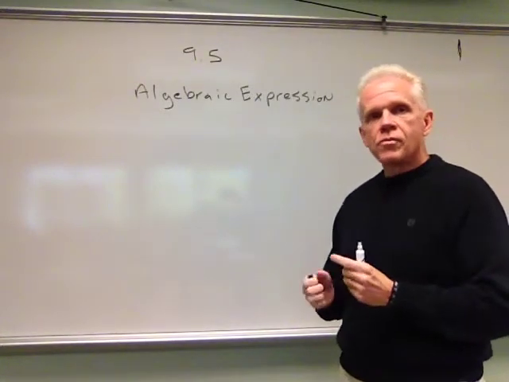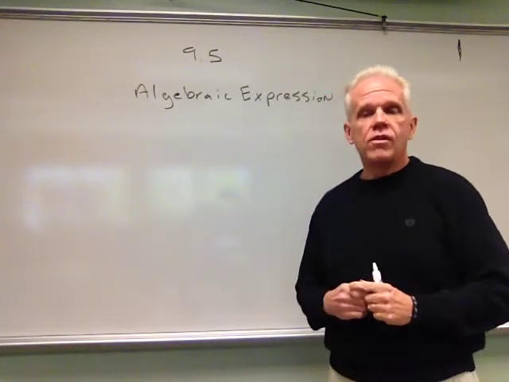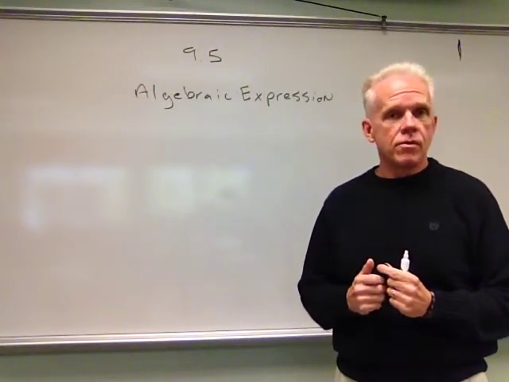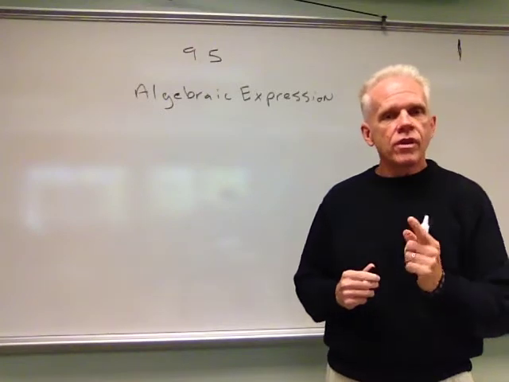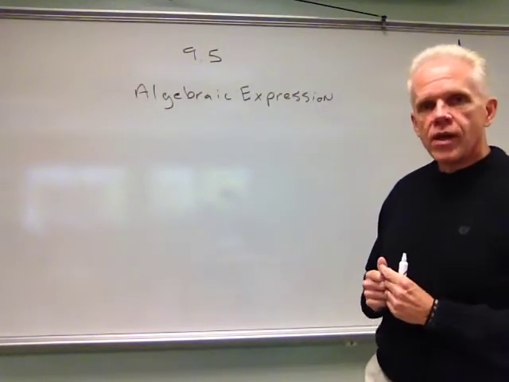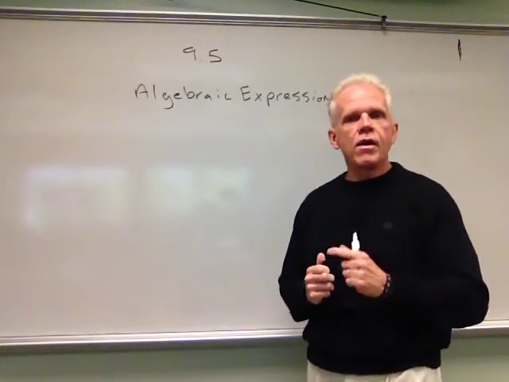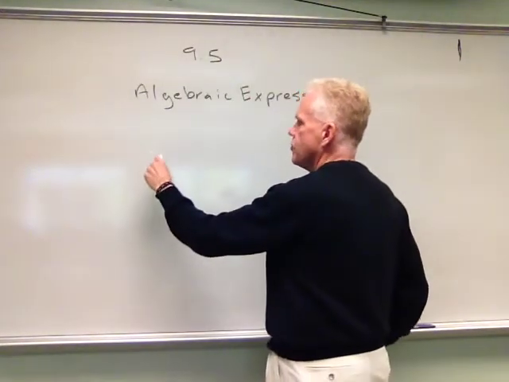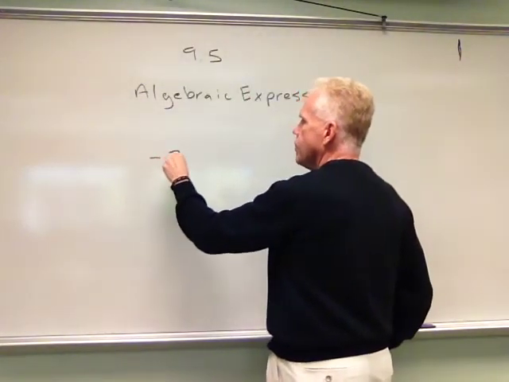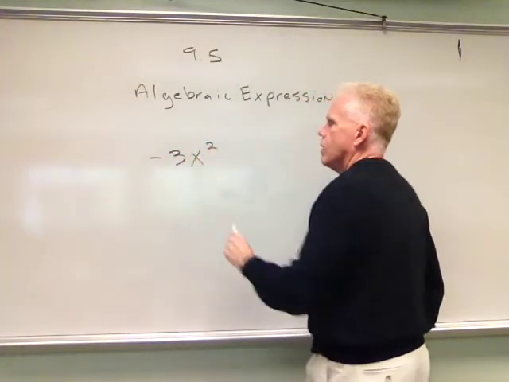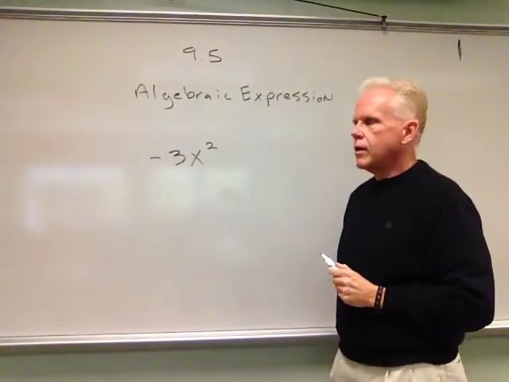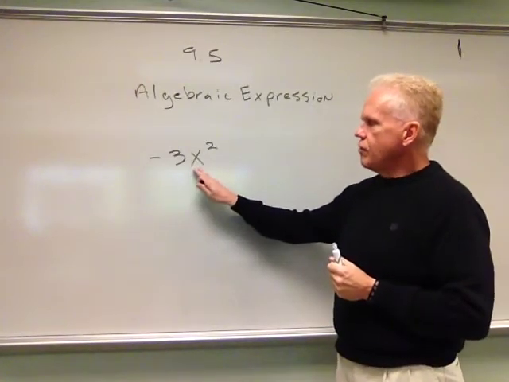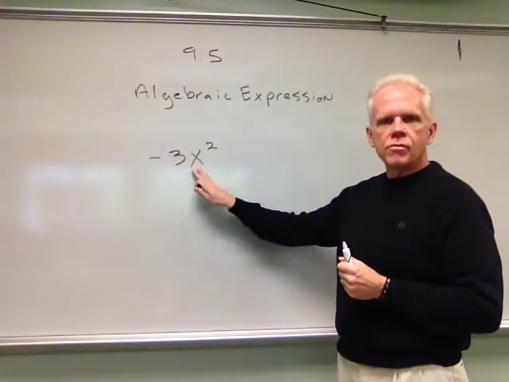Now, when we get into algebra, we start throwing these letters into the mix. We actually have a name for the letters. They're called variables. So let me give you some examples of algebraic expressions. We'll start off with the simplest one. This very simple algebraic expression, let's say negative 3x squared. Negative 3x squared. This is an algebraic expression simply because it has this letter in it. That's what makes it an algebraic expression.